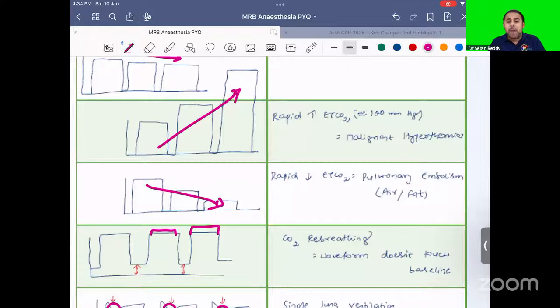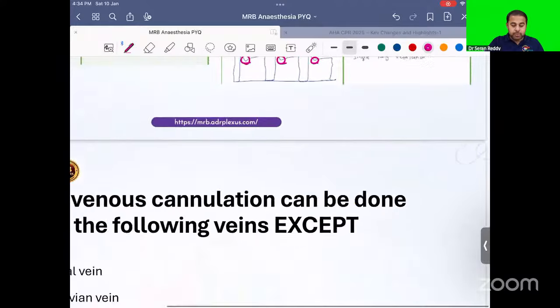One question from capnography is almost always guaranteed, let it be MRB or NEET-PG or INI-SET. As simple as that. If you remember these waveforms, there's no way you can get the question wrong. You will always get the question right. Okay. Then coming to the next question.